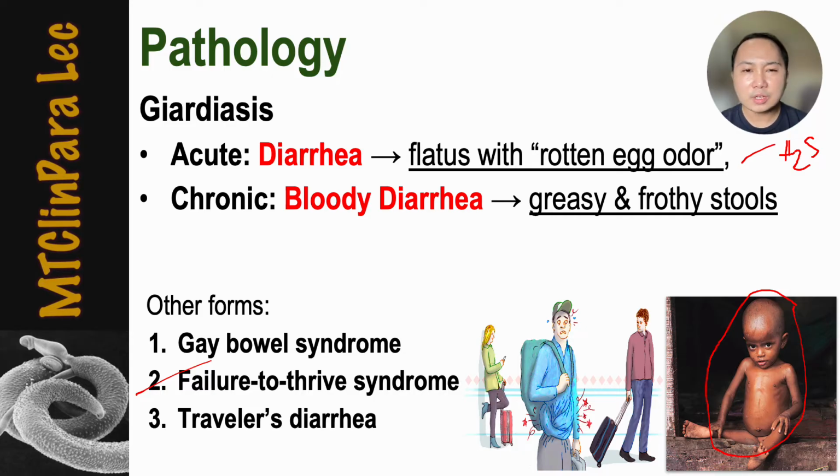Spontaneous recovery occurs within 6 weeks in mild to moderate cases. In untreated cases, unfortunately, patients may experience diarrhea with varying intensities that usually lasts for weeks or even months. So when it comes to the chronic infection of Giardiasis, this is characterized by steatorrhea, or bloody diarrhea in layman's terms, or the passage of greasy and frothy stools.